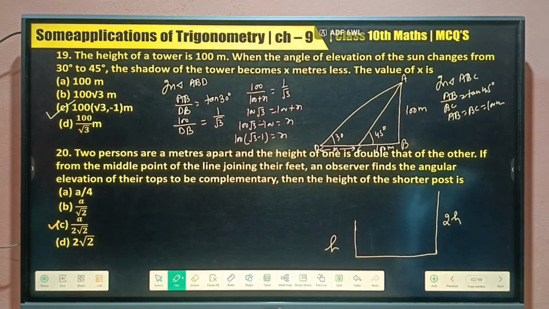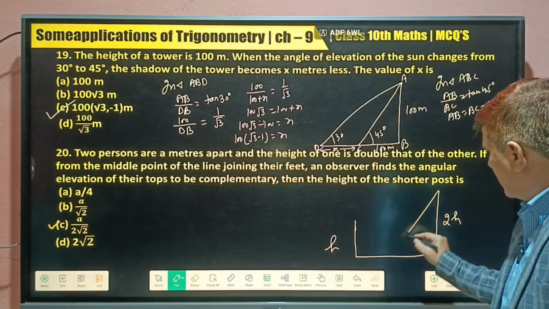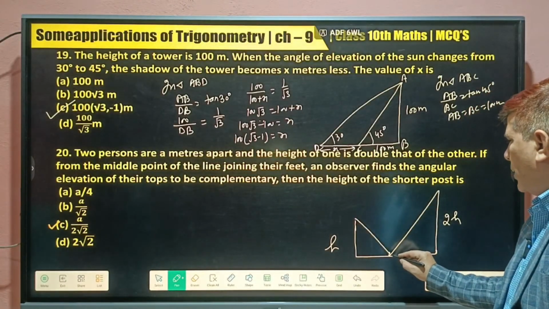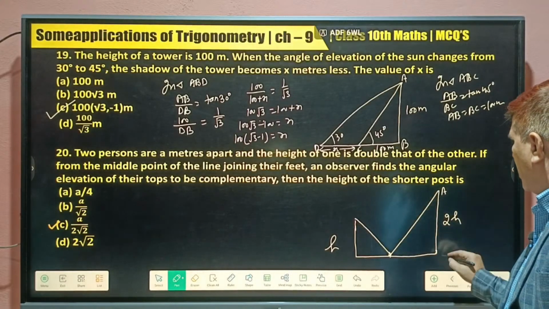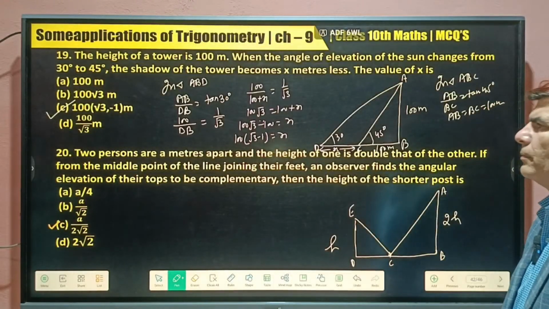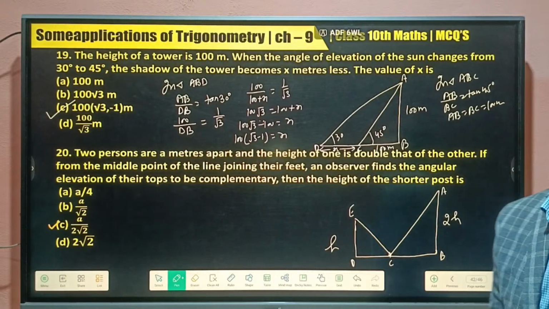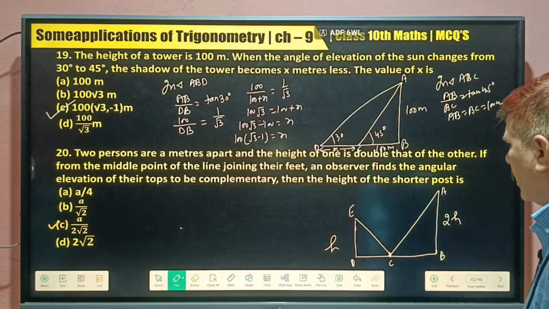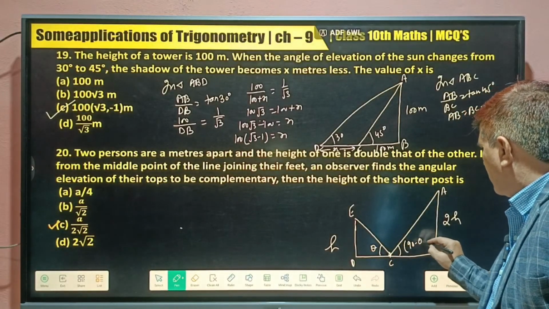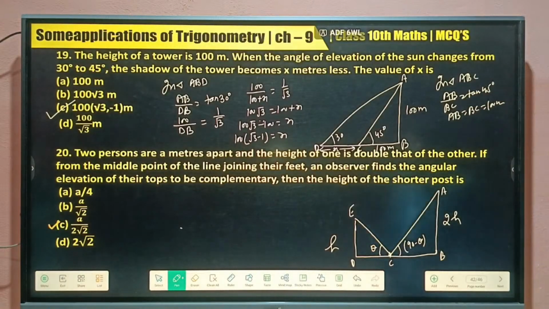If from the middle point of the line joining their feet, an observer finds that the angular elevations of their tops, this top coming like this and this top coming like this, and this point is the midpoint. So A, B, C, D, E are complementary. Complementary means the sum of two angles is 90 degrees. If this is theta, this is 90 minus theta. Then the height of the shorter post is asked.